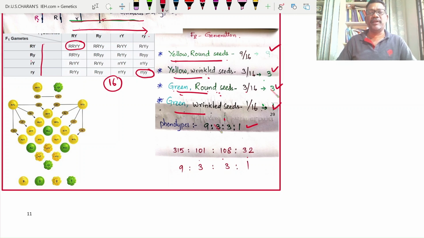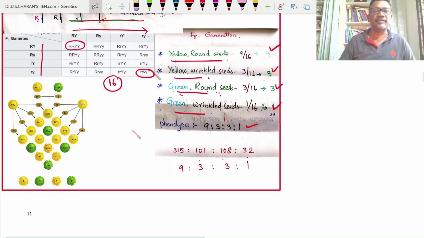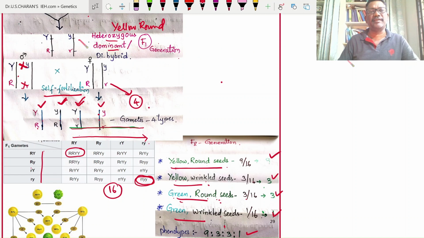This is an important observation. This is the double recessive progeny, and this progeny is formed in the F2 generation. Recessive characters are hidden in the F1 generation, but those are reappearing in the F2 generation.